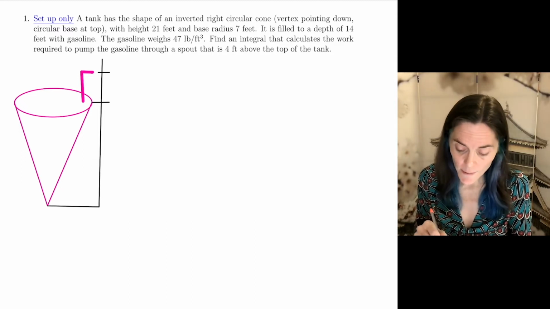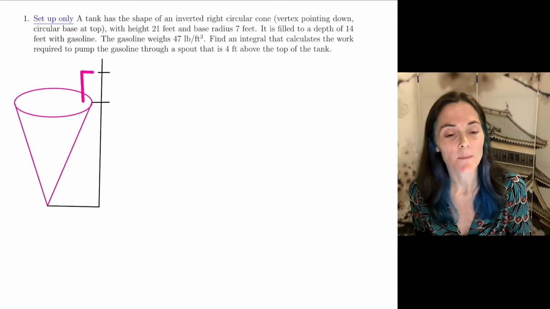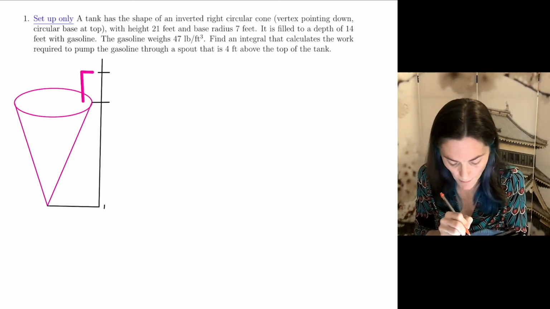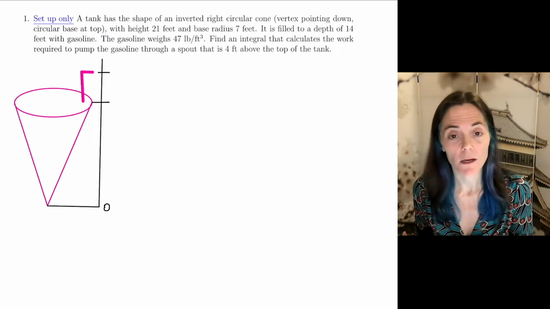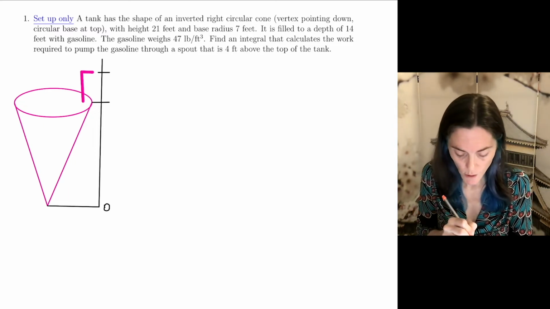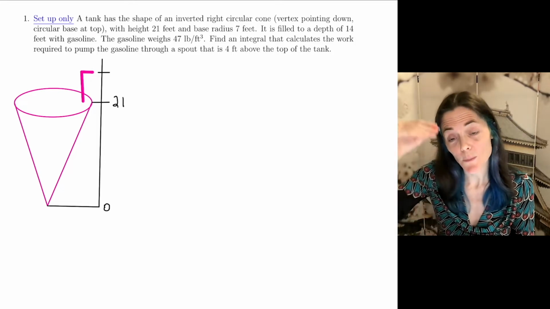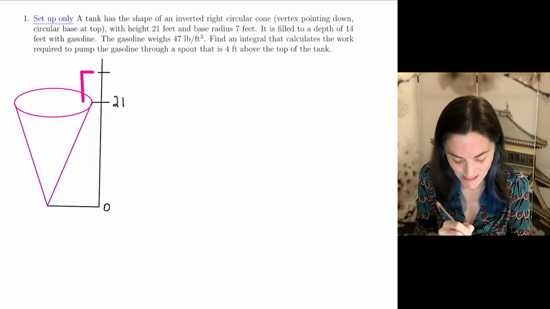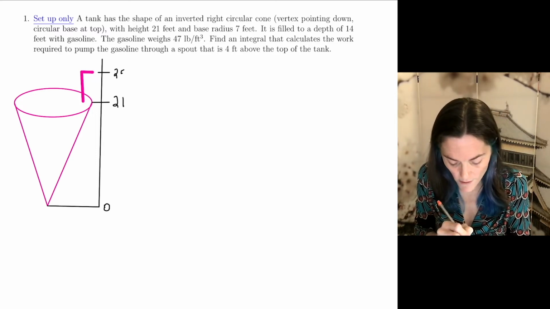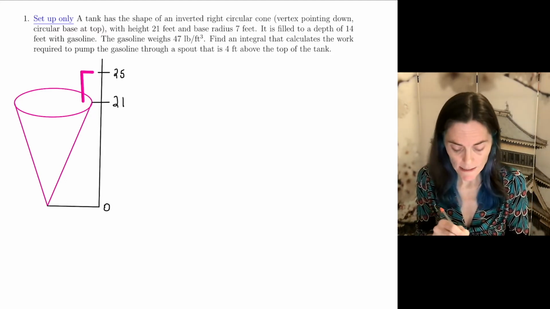Now I will start labeling based on the problem. The way I always set these up, I always put 0 at the bottom. This is the way my world is oriented. And then the total height of the tank is 21 feet, so that would go here. And then we have a spout, which is 4 feet above, and 21 plus 4 is 25. So that goes here. I'm also told the radius is 7 feet.